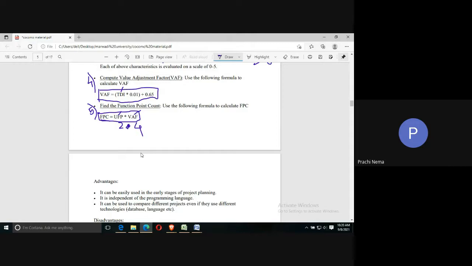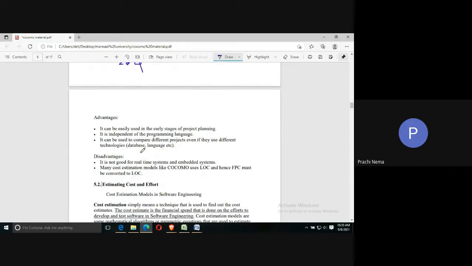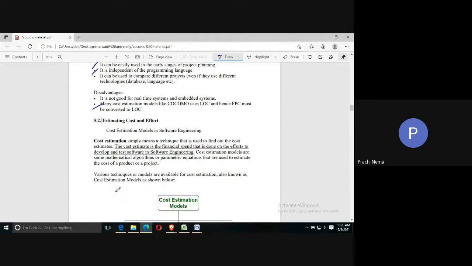Now, like others, there are some advantages and disadvantages. The advantage is that it can be used in the early stage of project planning, and it is independent of programming language. The major disadvantage is that although we can use it in COCOMO, ultimately we have to convert it into lines of code to be used directly in COCOMO, because COCOMO accepts only lines of code as the software size estimation technique. So these were the various techniques to estimate the size of the software.